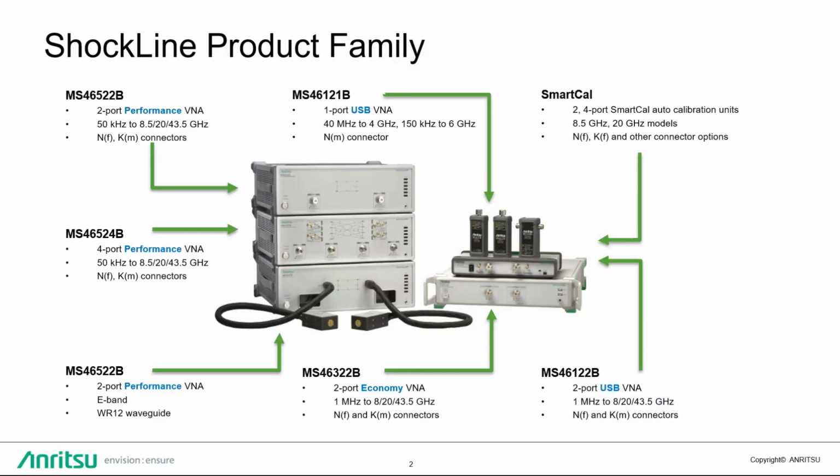So here's an overview of the family. On the right hand side you can see the USB type VNAs, the 121B, which are one ports, 150 kHz to 6 GHz. Then we have the 122B, which is a two-port passive VNA and driven by an external PC. And then the 322B, which goes up to 43.5 GHz and again has an internal PC, but you just use an external monitor, keyboard and mouse to drive these.